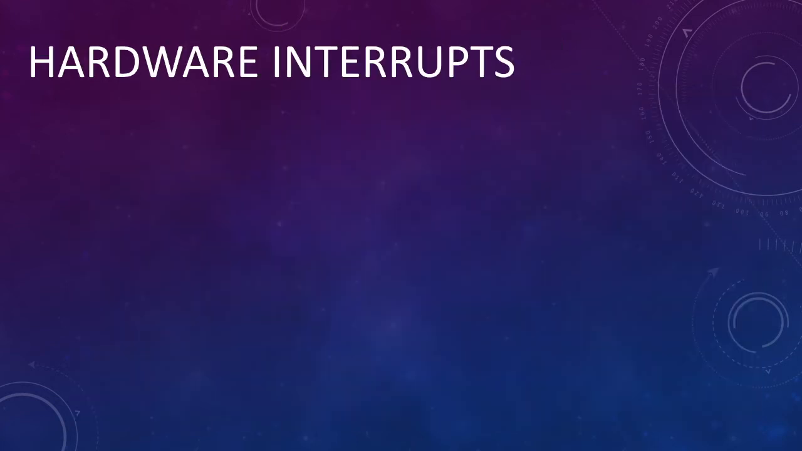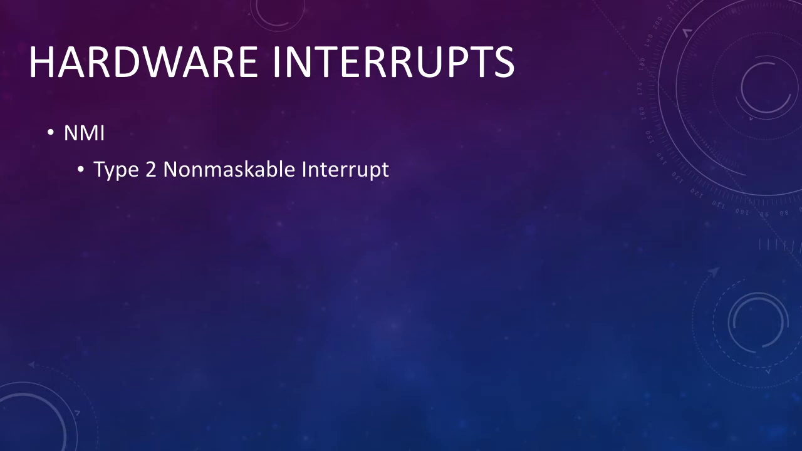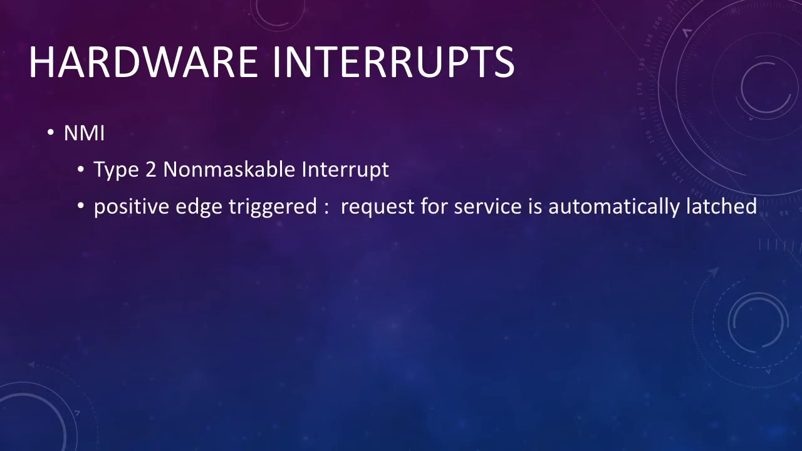Now the hardware interrupts, the interrupts which are available on the pins of the IC, we have NMI and INTR. NMI is the non-maskable interrupt. It's a type 2 interrupt. It is positive edge triggered. So the request for service is automatically latched, being an edge triggered interrupt. It is normally used for major system faults. Being a non-maskable interrupt, when this interrupt comes, the microprocessor has to serve it, and that is the reason it is used for major system faults.